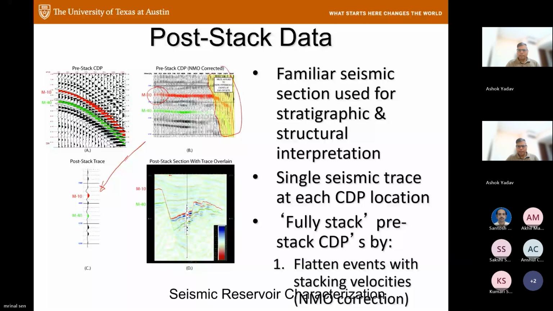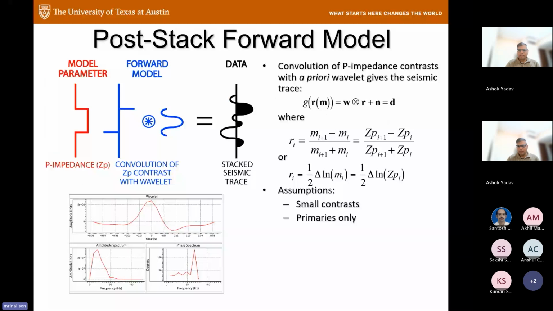Okay. Now, the first thing we want to do to be able to invert is to model. I will not say yet as to how we are getting these reflection coefficients. So this is your model parameter, P impedance, which is velocity times rho for those who don't remember. And you can see that step function impedance maps into two spikes. And our model for forward modeling is a convolution.